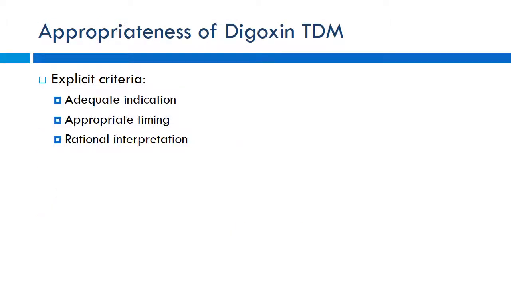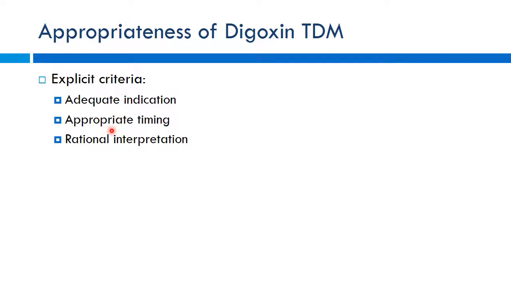Again, does this drug fit the indications for doing therapeutic drug monitoring? So again, looking for explicit criteria. Do we have an adequate indication? Yeah, I think so. Digoxin is a narrow therapeutic index drug. When you're starting a patient out on a new regimen, this is typically one of those drugs you want to check the level for, to make sure they're not going to develop toxicity, and make sure they're going to get enough drug in the system to actually be effective.